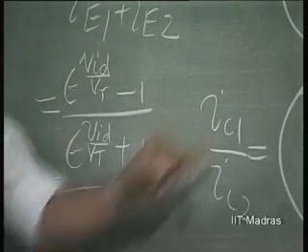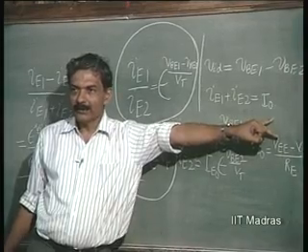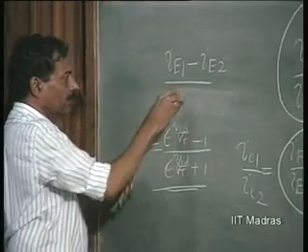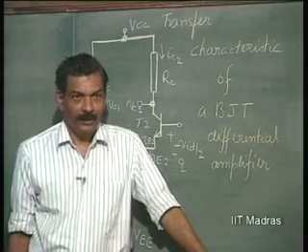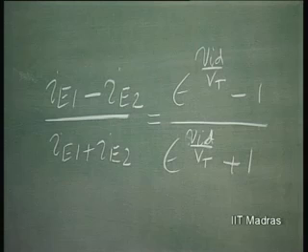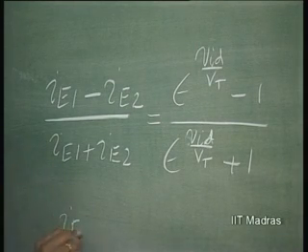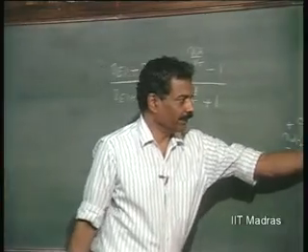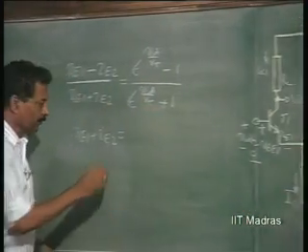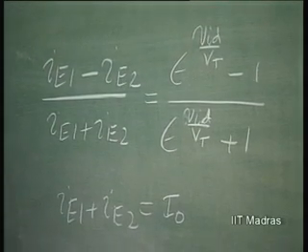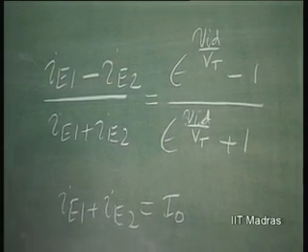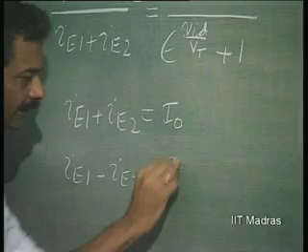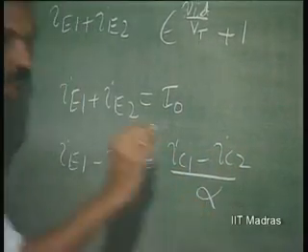What is IE1 plus IE2 at all times? It is a constant current I naught. So, we will replace that: IE1 plus IE2 equals I naught. Beautiful. In this equality now, the summation of the instantaneous values of these two currents IE1 and IE2 will always be equal to I naught. And IE1 minus IE2 is equal to IC1 minus IC2 by alpha.